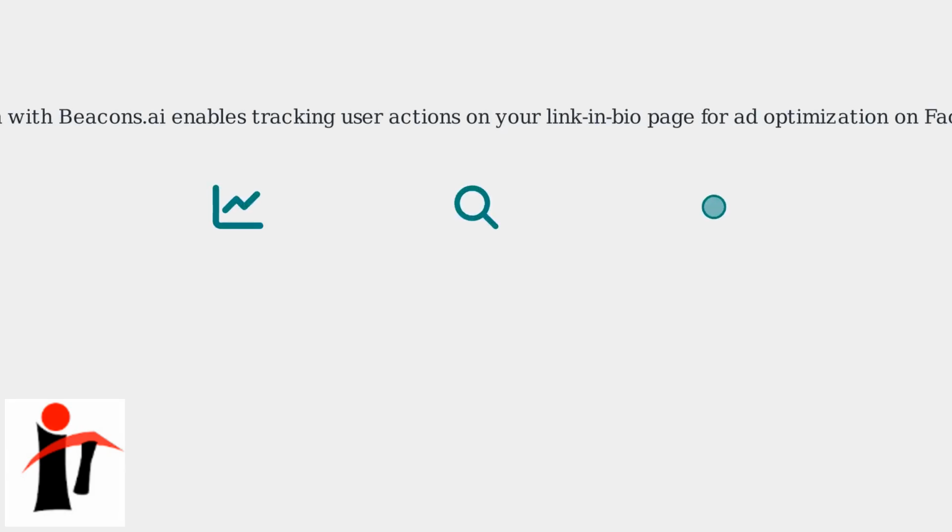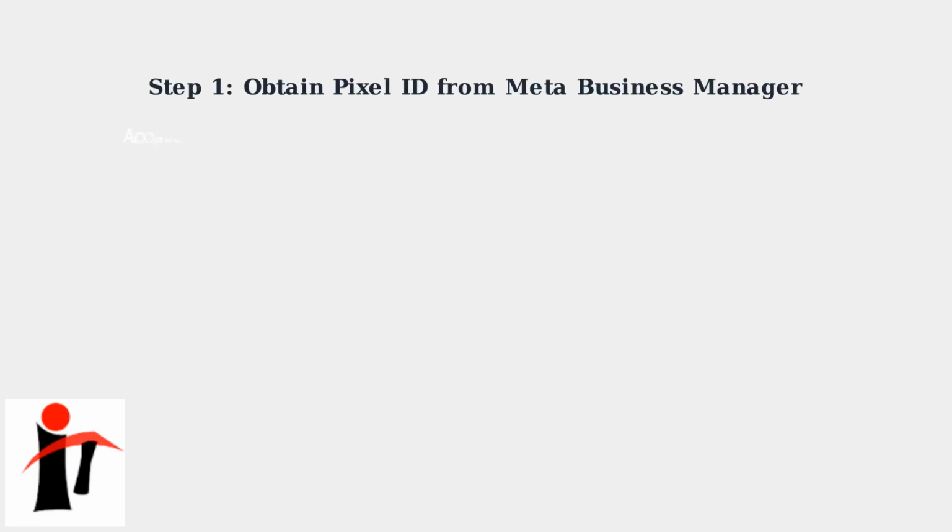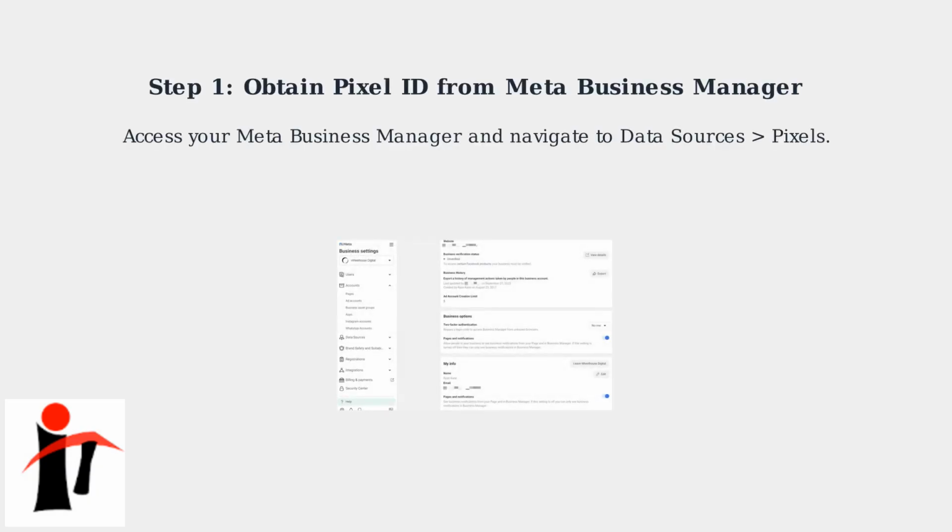Metapixel integration with Beacons.ai allows you to track user actions on your Beacons.ai page and use that data for ad optimization on Facebook and Instagram. As of late 2025, Beacons.ai offers a streamlined, one-click pixel connection, eliminating the need for custom coding. First, obtain your Pixel ID from Meta Business Manager.